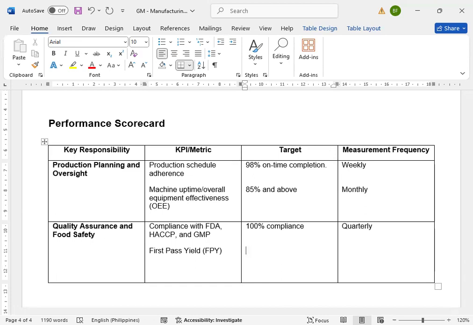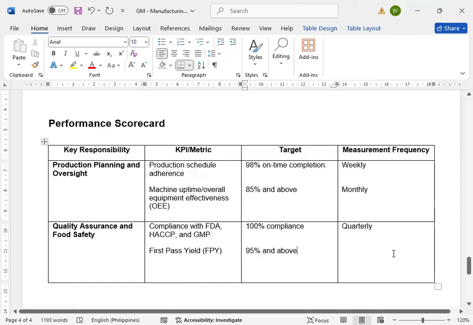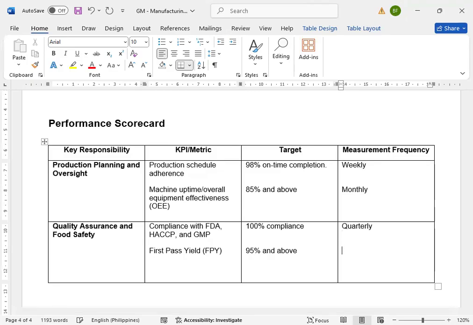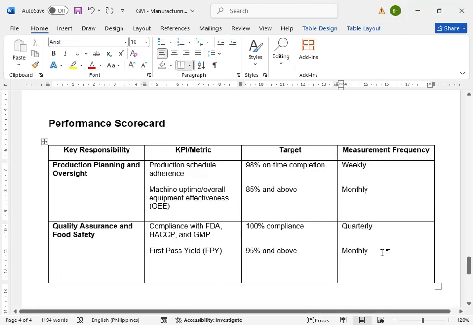And the target for this should be 95% and above. That would be a realistic approach, or rather target. Okay, 95% and above. And this is going to be monthly. So this should be monthly.